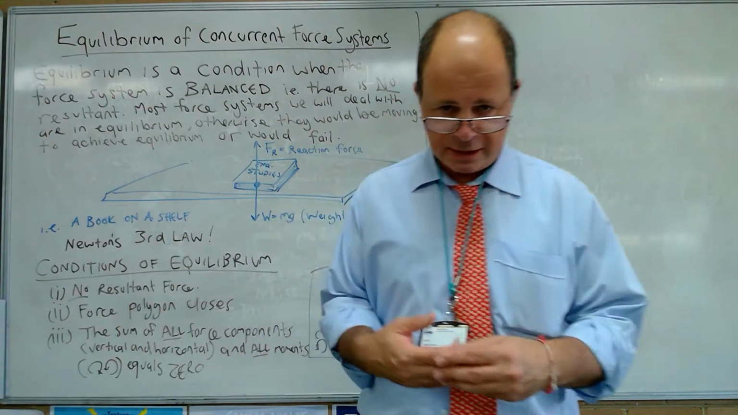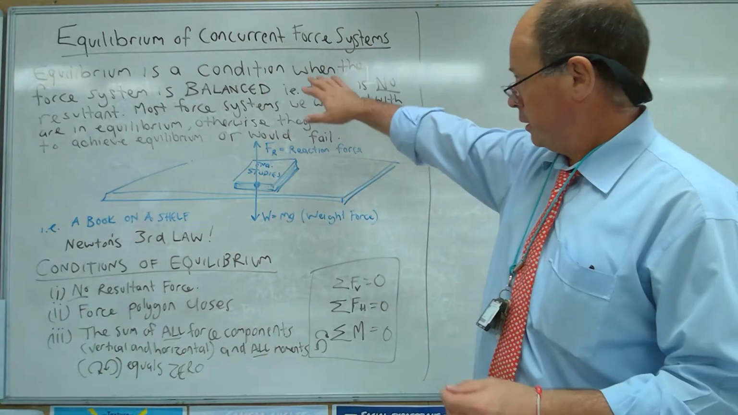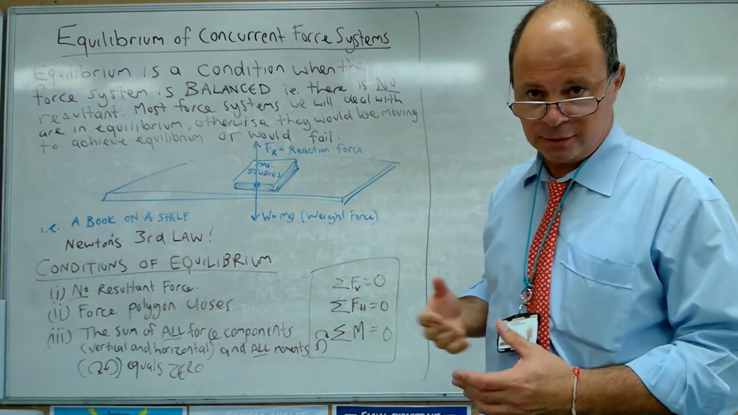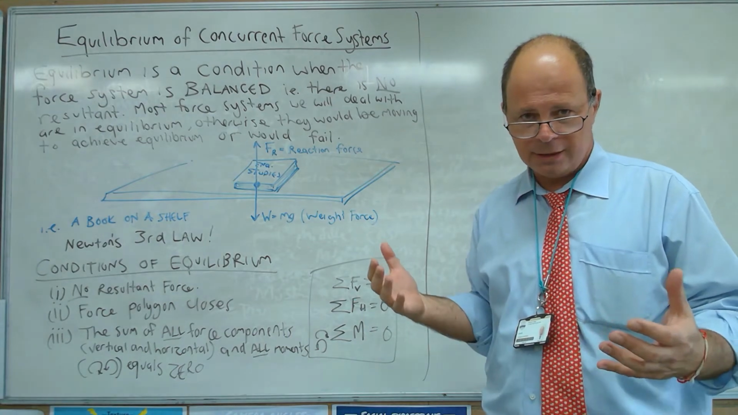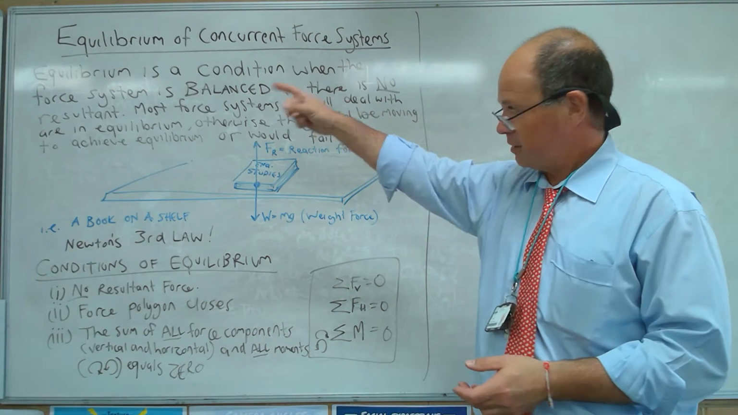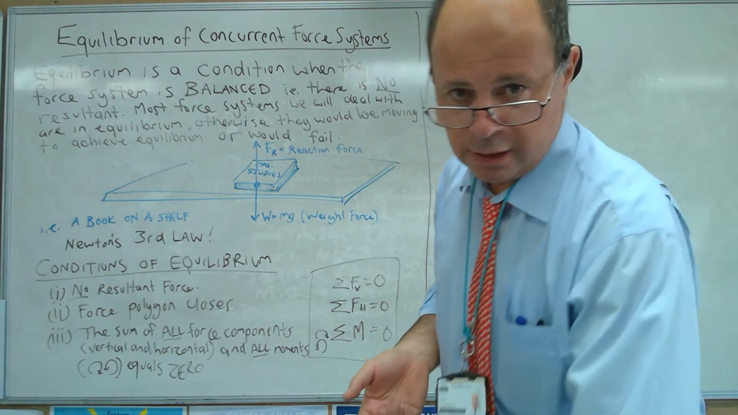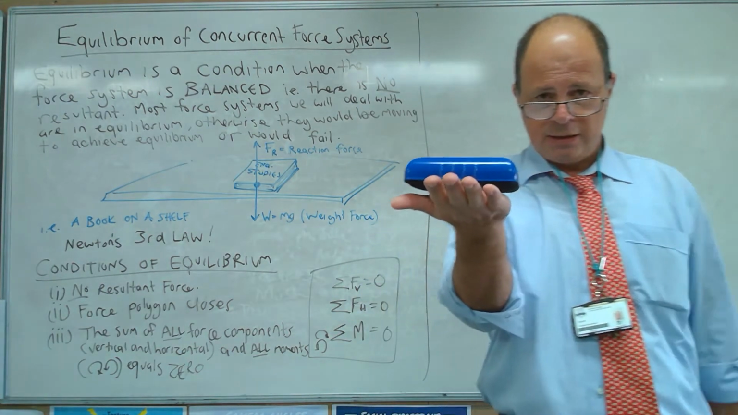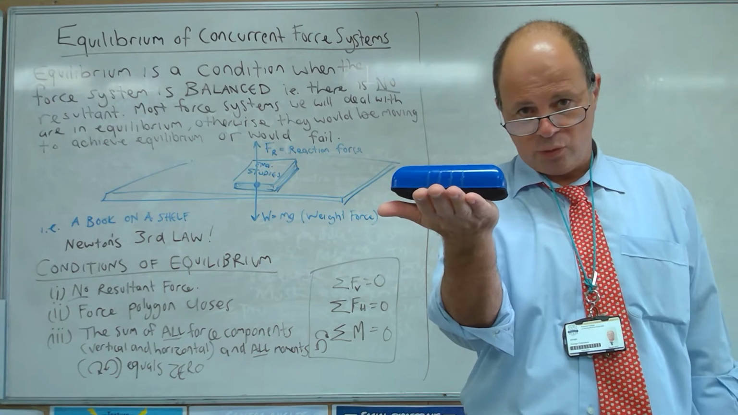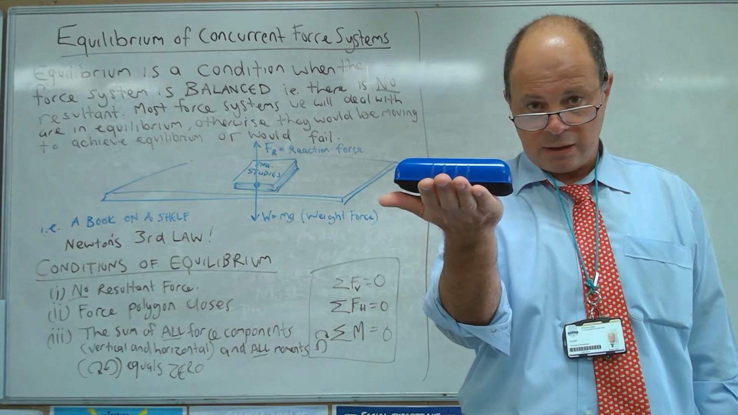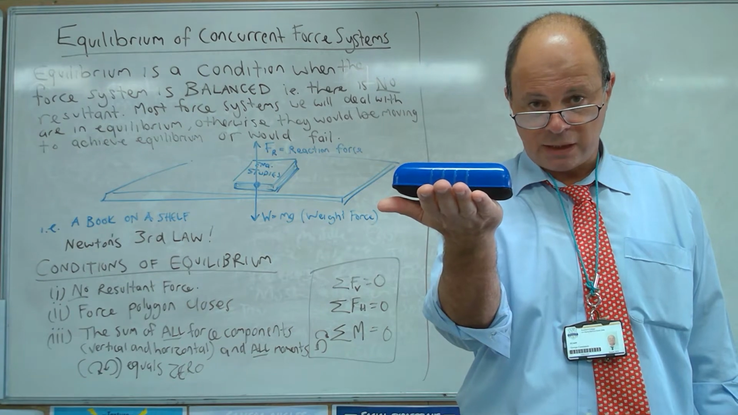Okay, this lesson is about the equilibrium of concurrent force systems. Okay, so that sounds really complex. It's a very long title. Equilibrium is just balance. So anytime you've got an object that is at rest or moving without increasing its velocity, it's got no resultant force acting on it.